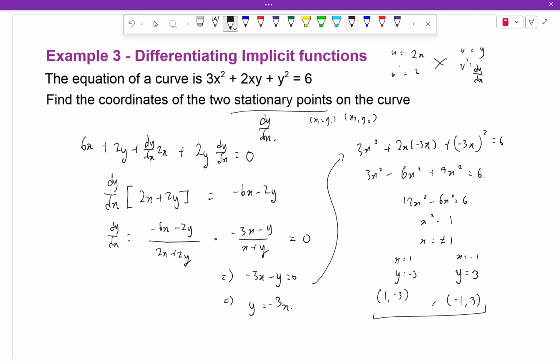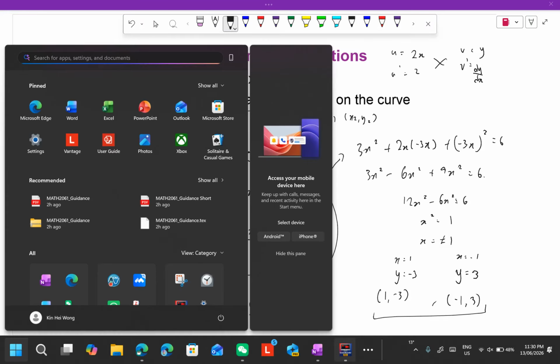Alright, so again, make sure you're careful, because the question may include it within other parts. Make sure you are careful with this kind of thing. All right, that's the end of implicit functions.